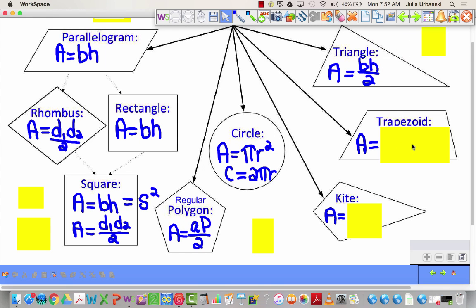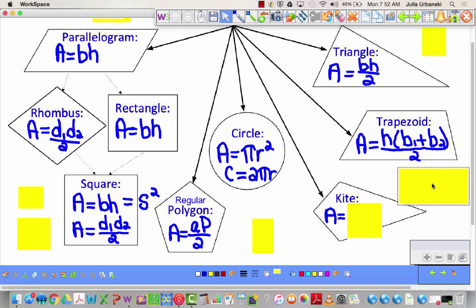Trapezoid. Half times the height. B1 and B2. Or sometimes I just write the word bases in there. But it's 2 bases. It's like a triangle. The only difference is that there's not just one base, there's 2 bases. And we'll get into that as we practice.